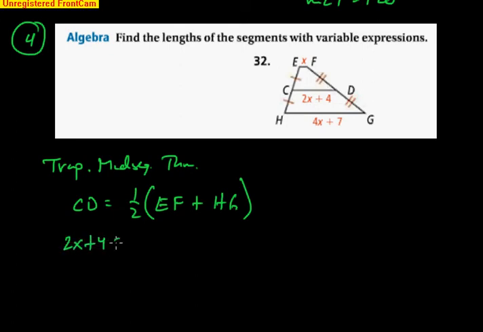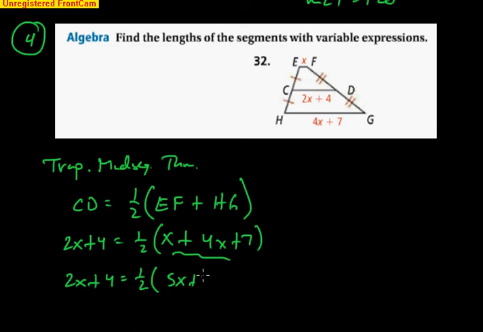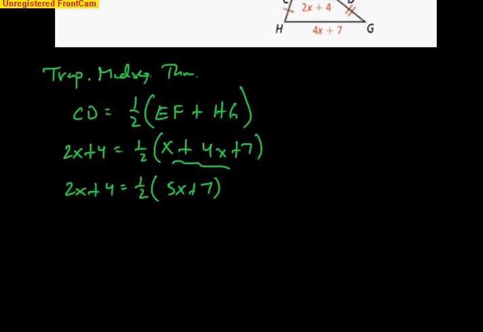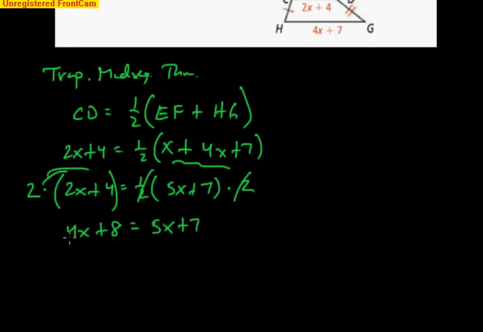CD is 2x plus 4 equals half of EF is x, and HG is 4x plus 7. I will combine what's inside that parenthesis first. 2x plus 4 equals half of 5x plus 7. And now, I don't want to distribute the 1/2. I want to get rid of the 1/2 by multiplying both sides by 2. Over here, parentheses are required. So when I distribute the 2, 4x plus 8 equals, on the right side, the 1/2 and the 2 cancel. That's why I did it. And I get 5x plus 7.